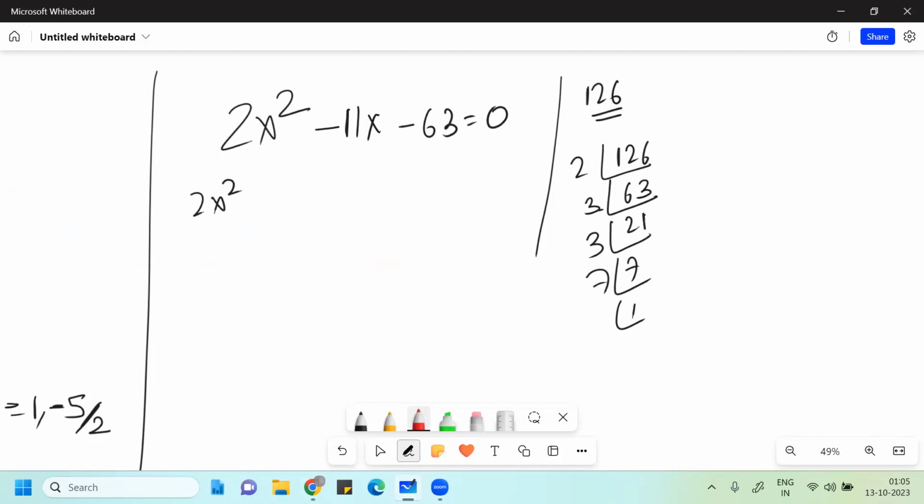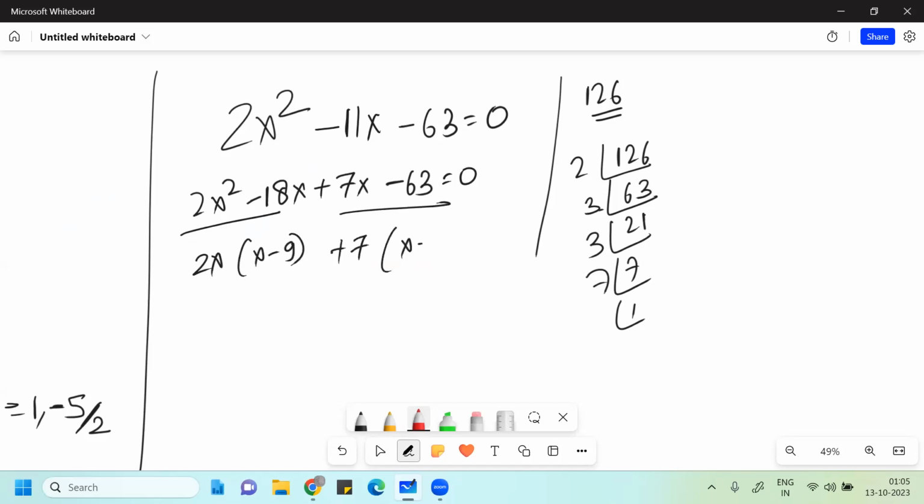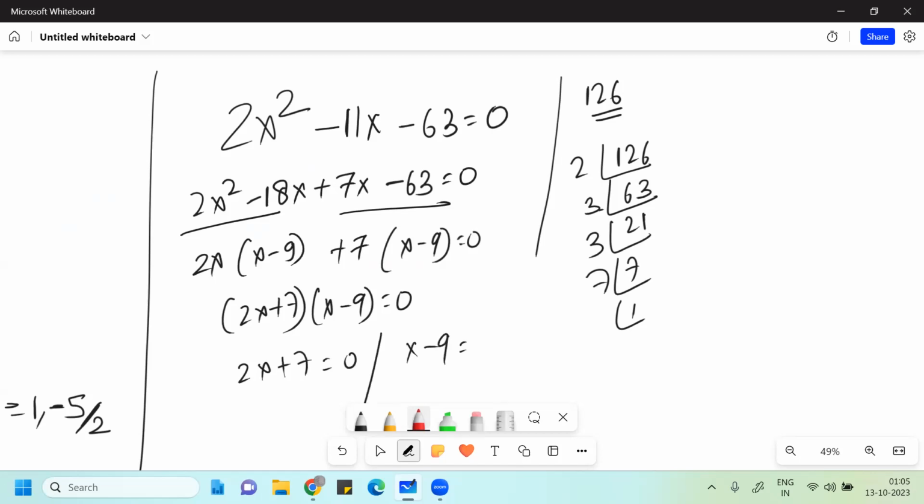So 2x square minus 18x plus 7x minus 63 is equal to 0. Take common 2x here, this is x minus 9. Here take 7 common, x minus 9 is equal to 0. So 2x plus 7 into x minus 9 is equal to 0. So 2x plus 7 is equal to 0, or x minus 9 is equal to 0. So x is equal to 9 or x is equal to minus 7 by 2.